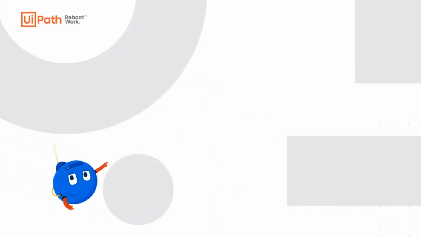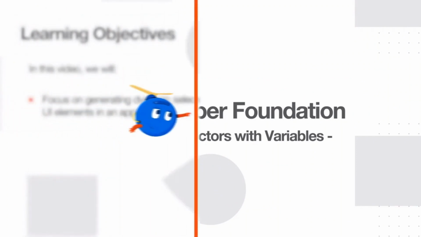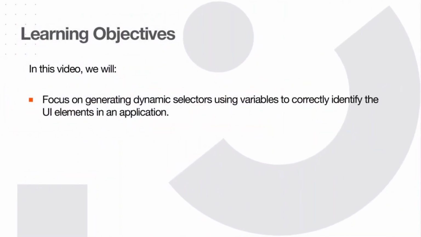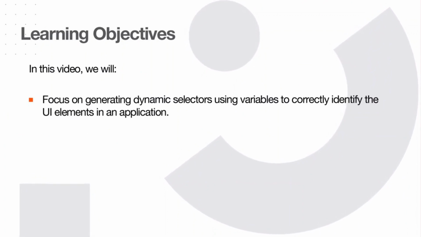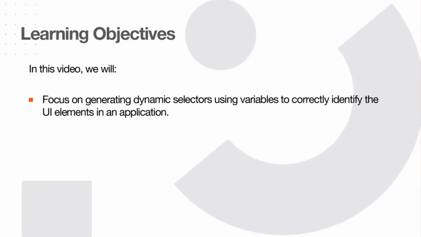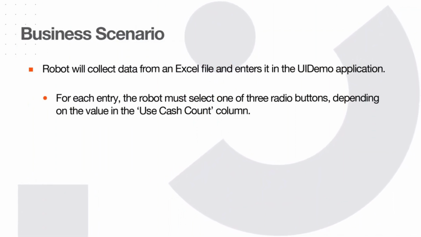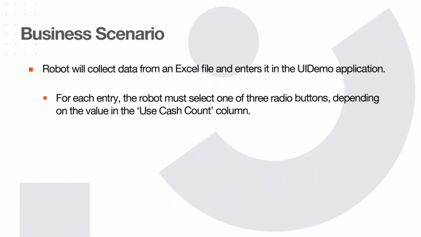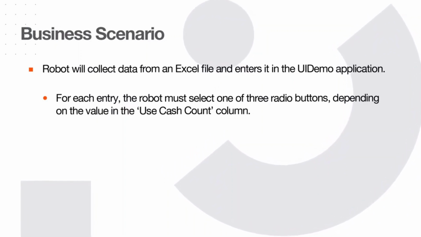A few moments later. In this next part of the video, we'll focus on generating dynamic selectors using variables to correctly identify the UI elements in an application. We'll consider a scenario where our robot will collect the data from an Excel file and then enter it into the UI demo application. For each entry, the robot must select one of the 3 radio buttons, depending on the value in the used cache count column.